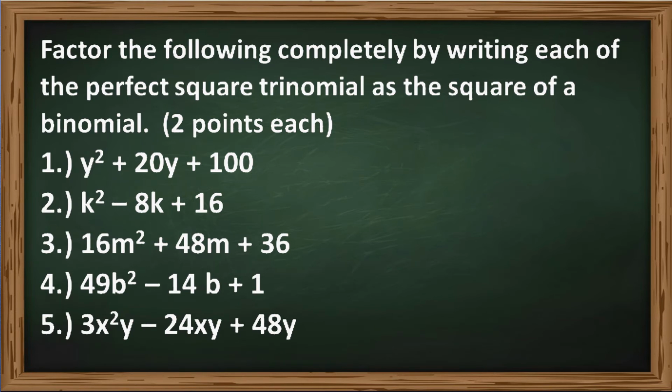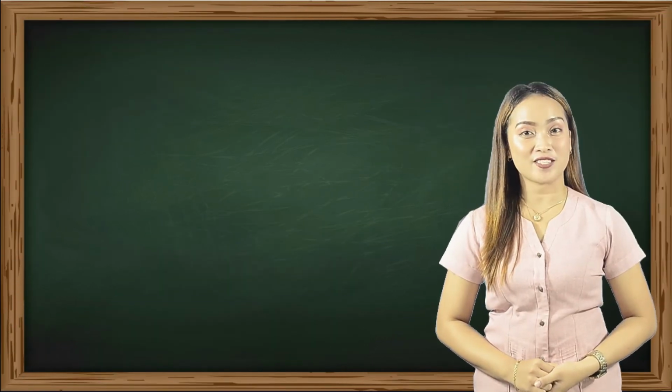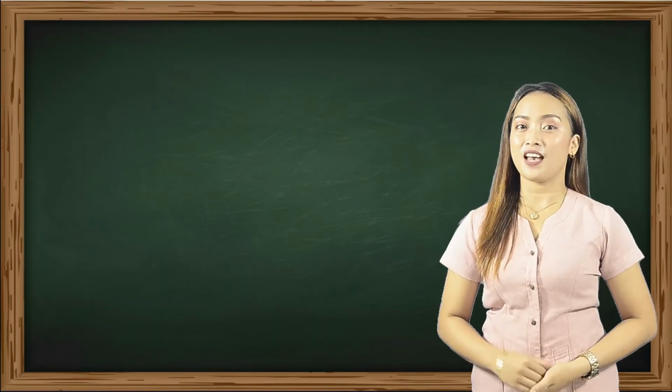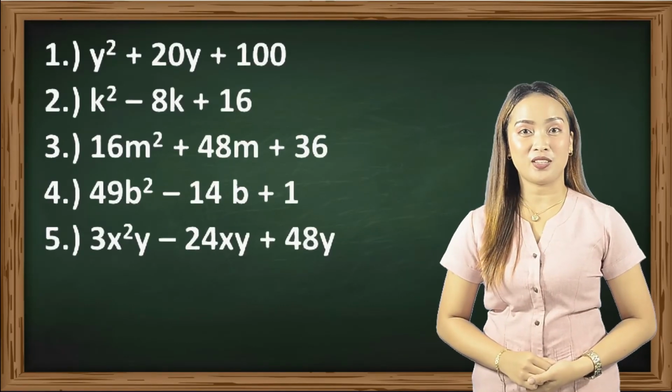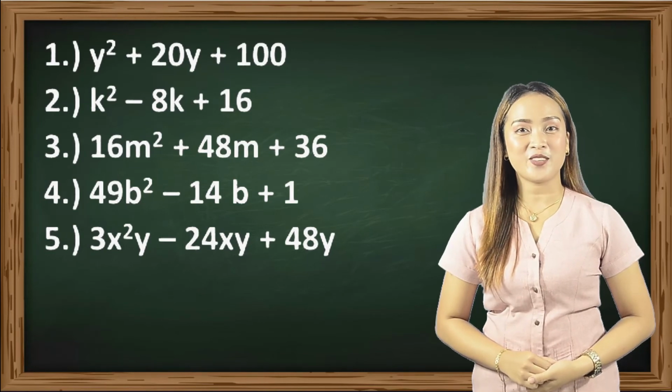And number 5, 3x squared y minus 24xy plus 48y. Cool! Be assured that all expressions are applicable for PST cases. So, no need to examine. Copy the task first. This 5-item expressions here. But I believe it's already on the module. And our time is running.